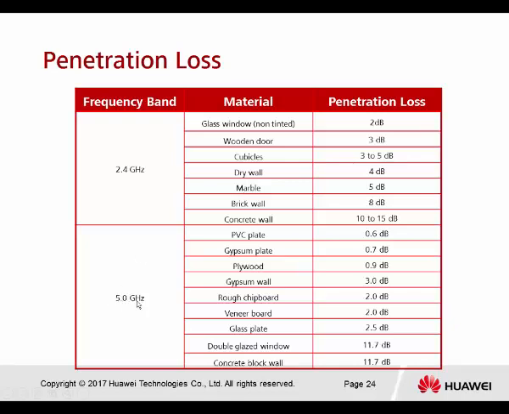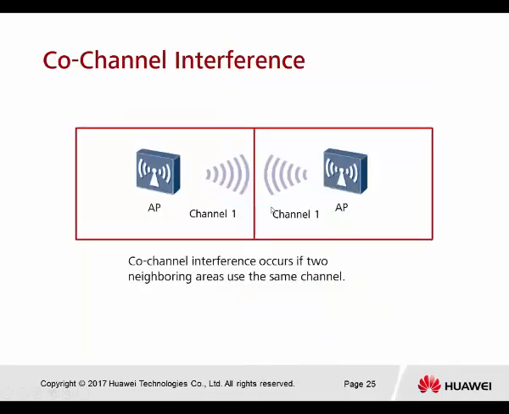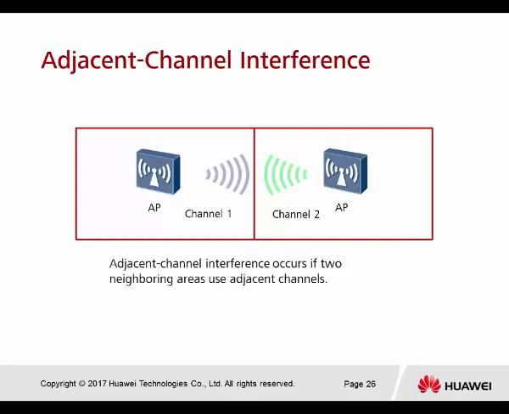Of course, when we're using the 5 GHz frequency band, it will cause even higher loss. For co-channel interference, try to avoid two nearby APs using the same channel. If you know the APs are very close to each other, and both of them are able to detect the signal strength from the other AP, try to avoid using the same channel. Not only for co-channel interference, we also are not allowed to use adjacent channels.